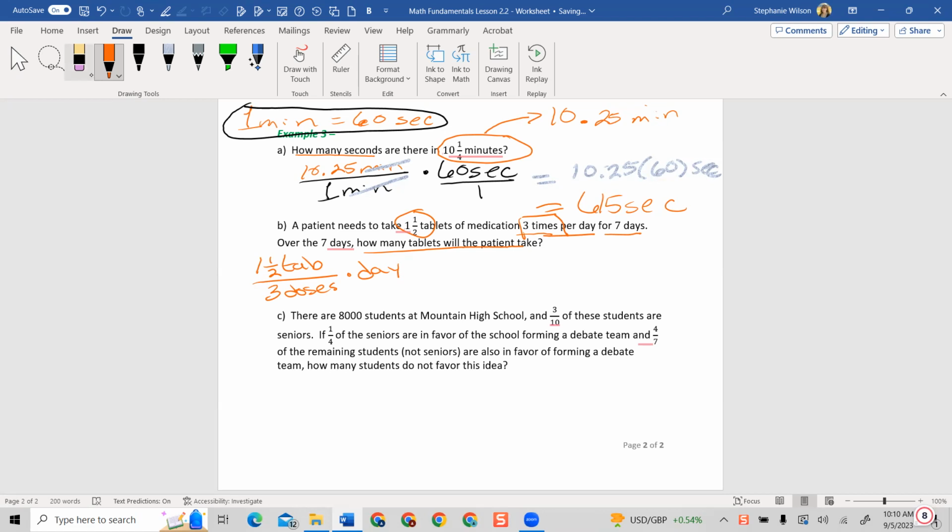It's not division. My apologies. I have to rethink this one through. So what are we going to do? We're going to take this 1/2 tablets. It's going to be per dose. So 1 dose is you're going to take the 1.5 tablets. And we're going to do 3 doses per day.